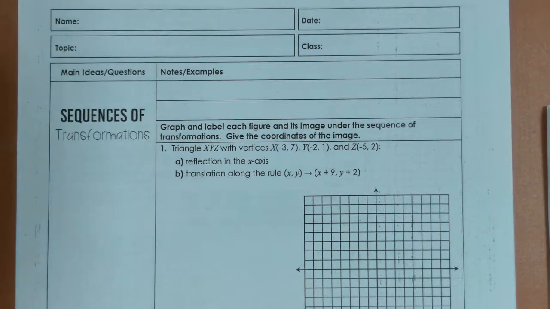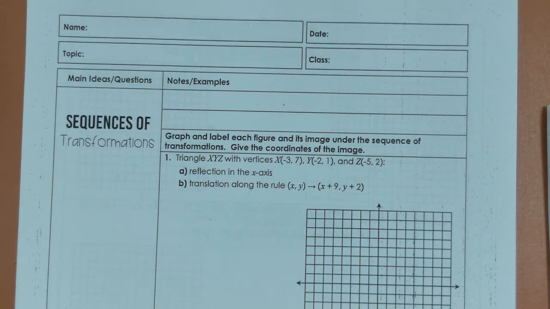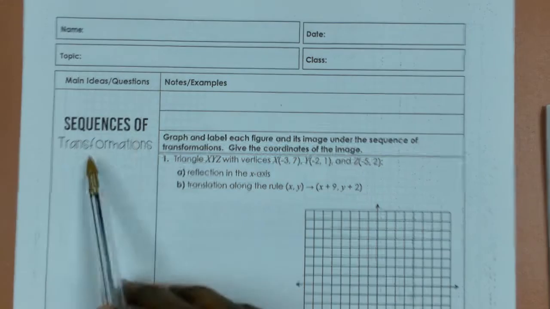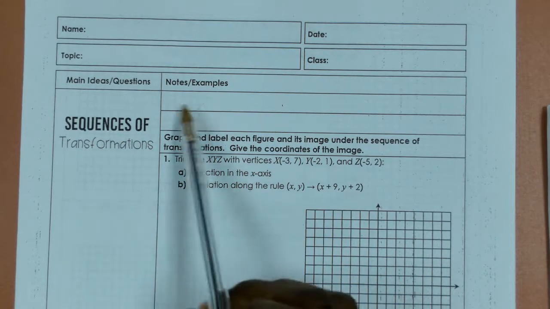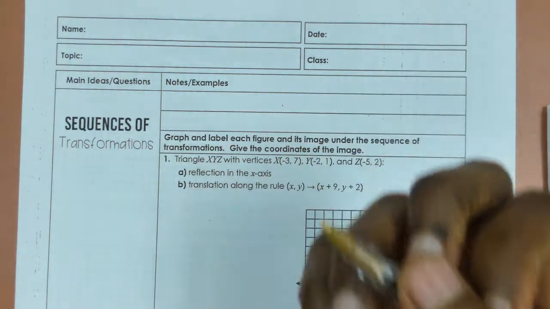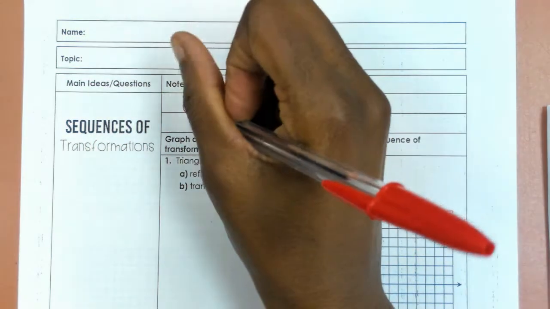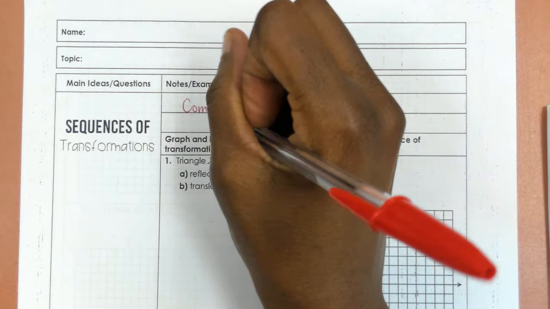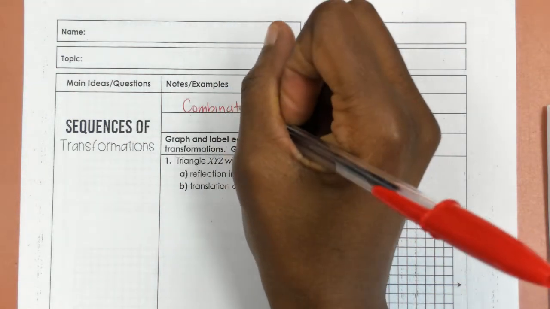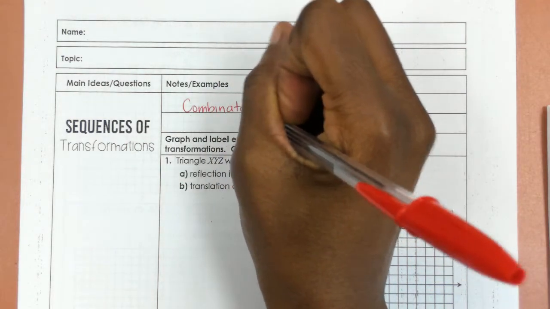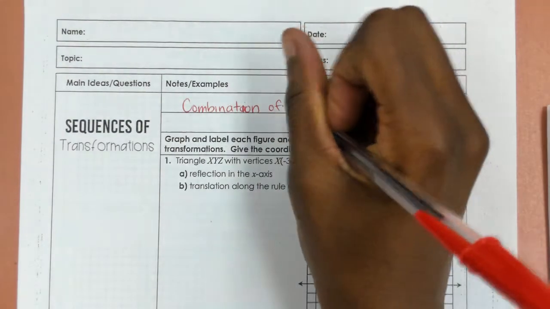Okay, so this second video is on the study guide stuff. The sequence of transformations is just a combination of transformations. So in the notes part here, you can just basically write combining. So combination. Whoops. Combination of transformations.